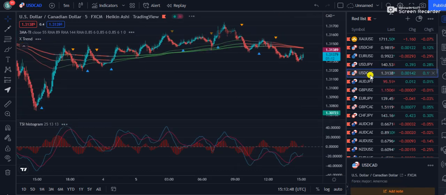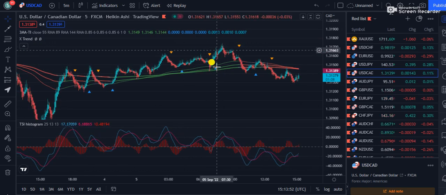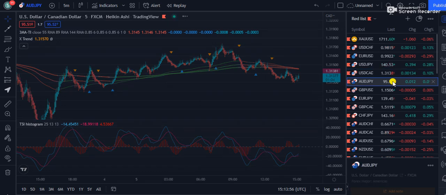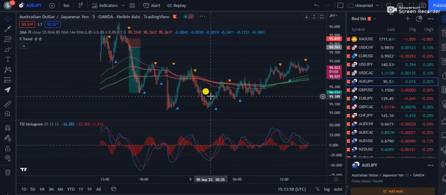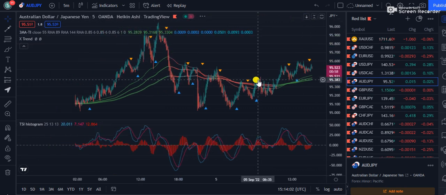Let's have a look at USD CAD. Okay, so USD CAD, you can see the bullish signal performed very well. Bullish signal good for scalping. Right now I'm on the 5-minute time frame, but if you switch to other time frames, then guys, definitely you will be getting more good results.